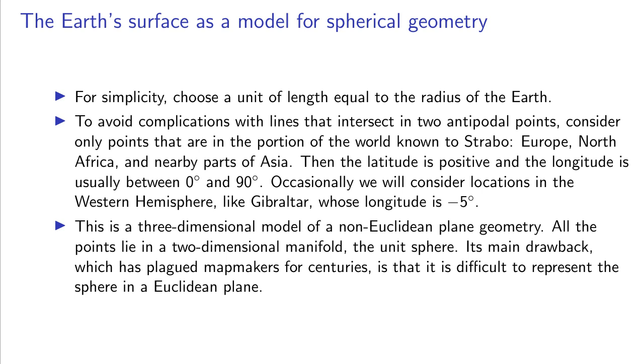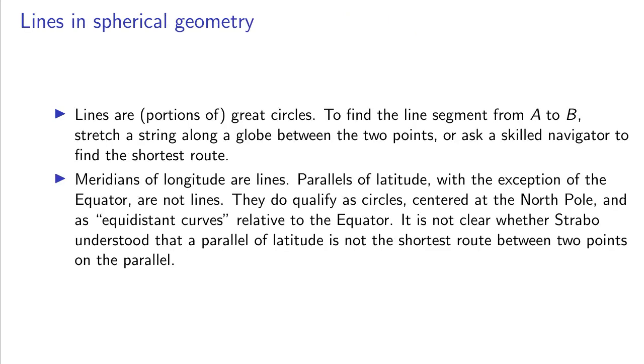But it's a plane geometry because all the points lie on a surface in what's technically called a two-dimensional manifold, the unit sphere. And the main problem with representing this geometry on paper is that it's hard to represent the sphere in a Euclidean plane. Over the centuries, map makers have devised a lot of ingenious solutions to this problem. One of them is the Mercator projection, which is used for the Student Locations tab in Canvas.